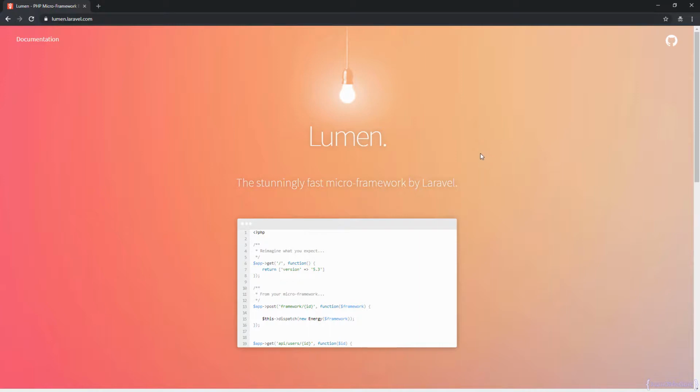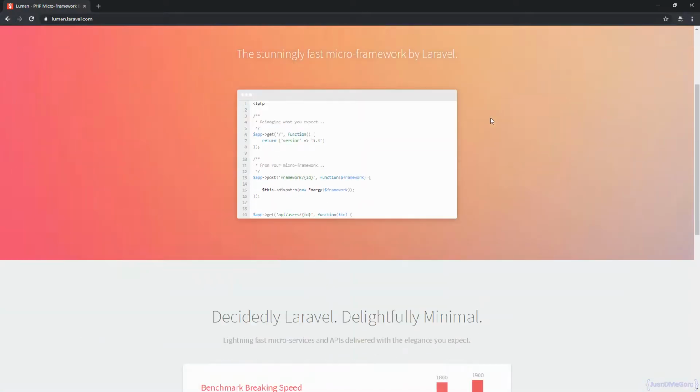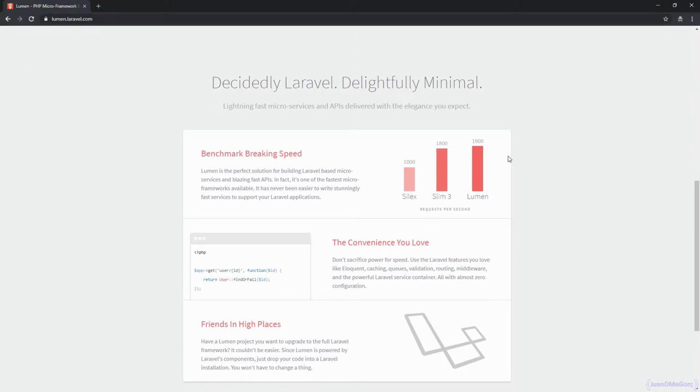In that way, Lumen only has access to the really strict and completely necessary components. And that makes Lumen really fast. As you can see here, it's even faster than Silex and Slim 3. And the good news here is that Lumen is ideal for everything that you need, of course, talking about microservices.